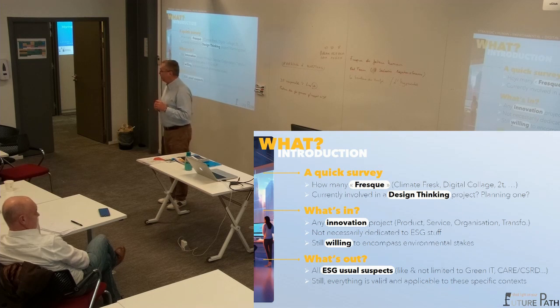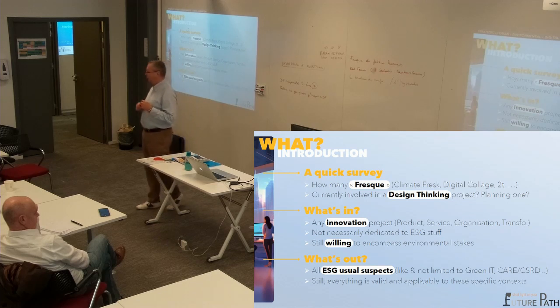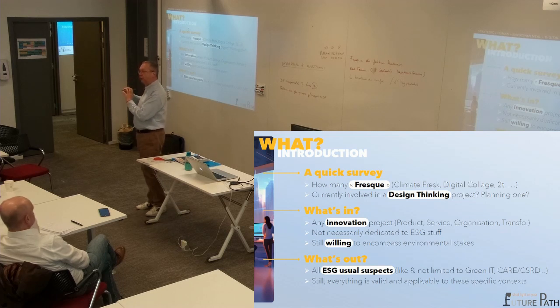What do we leave out? We leave out what I call the ESG usual suspects. Every ESG team knows about green IT, CSRD, CARE, the forthcoming one, and so forth. This is great stuff, and it's perfect to do the job, but you do not cover every activity in the company when you do that. This is the ESG team that is in charge.